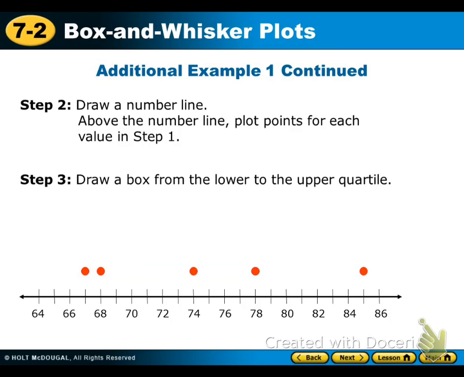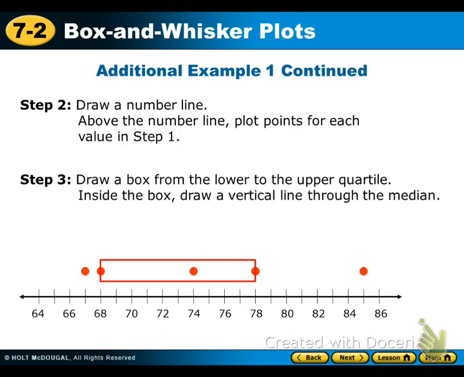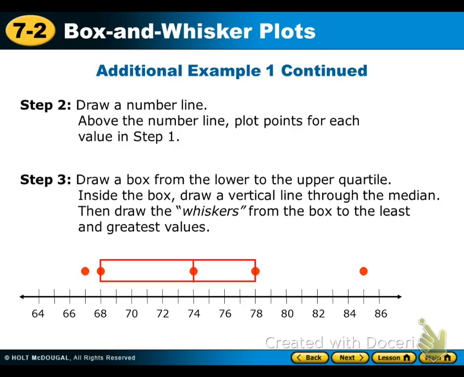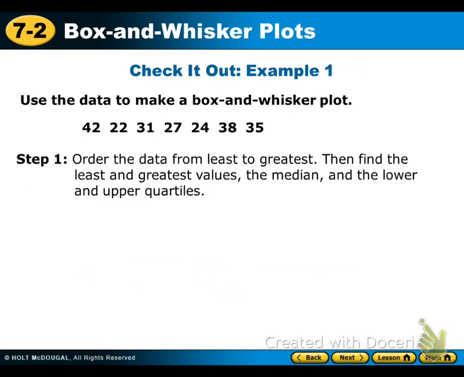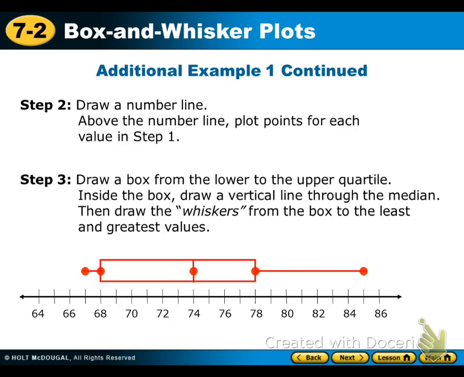Okay? So, now we draw a box from the lower to the upper quartile. Inside the box, we're going to draw a vertical line through the median. Then we're going to draw the whiskers to show the lowest and the greatest values in our data set. Good job. Let me go back so you can study that.